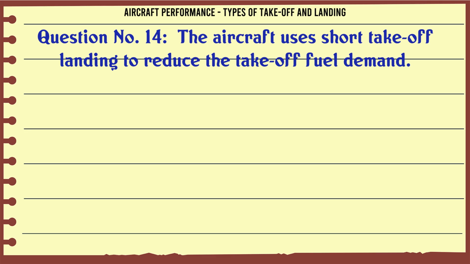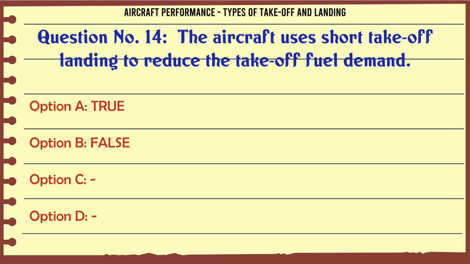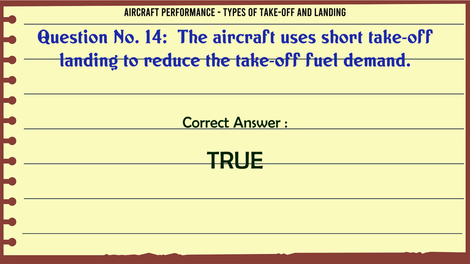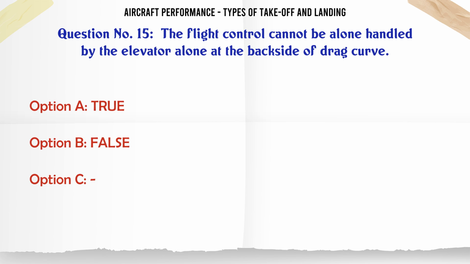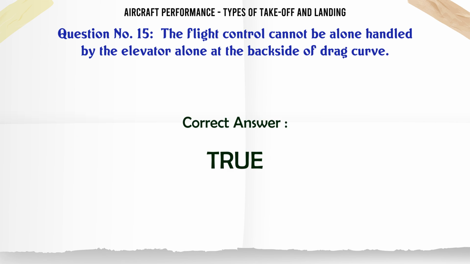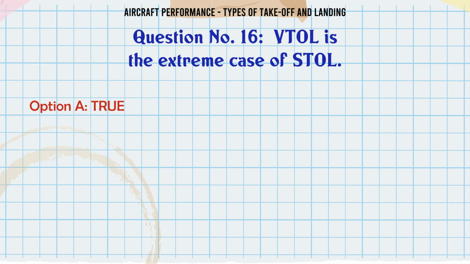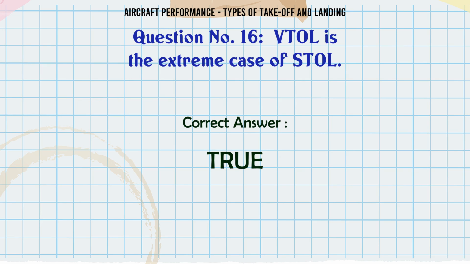The aircraft uses short takeoff and landing to reduce the takeoff fuel demand. A: True. B: False. The correct answer is true. The flight control cannot be handled by the elevator alone at the backside of the drag curve. A: True. B: False. The correct answer is true. VTOL is the extreme case of STOL. A: True. B: False. The correct answer is true.